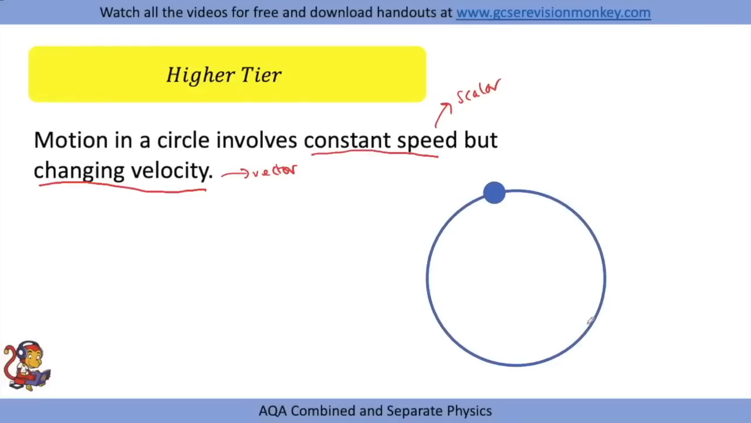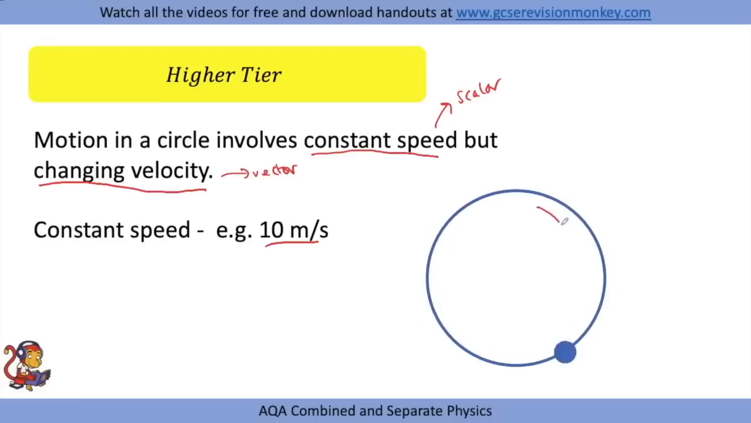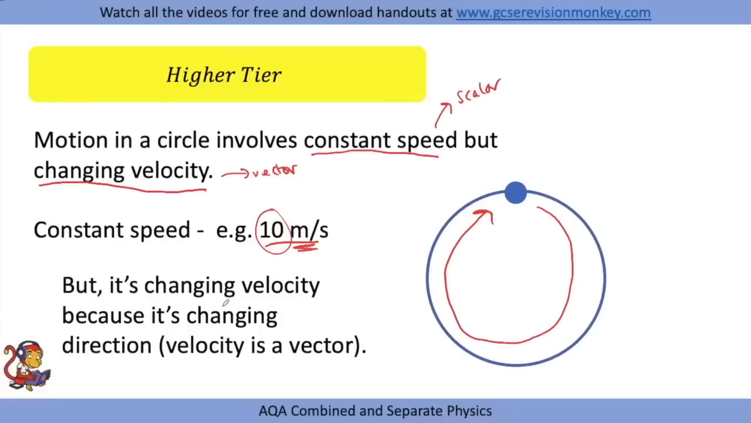For example, this ball travelling around in the circle, let's say it's travelling at 10 meters per second, round and around and around. Well, yes, it'll have a constant speed as it's travelling around, but because it's constantly changing direction as it's going around the circle, then its velocity is changing. Not the number on the velocity, but just the direction. So it'll always be 10 meters per second, but the velocity will be changing because it's a changing direction and velocity is a vector.